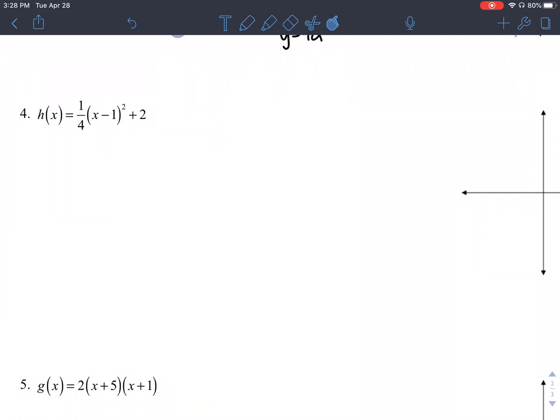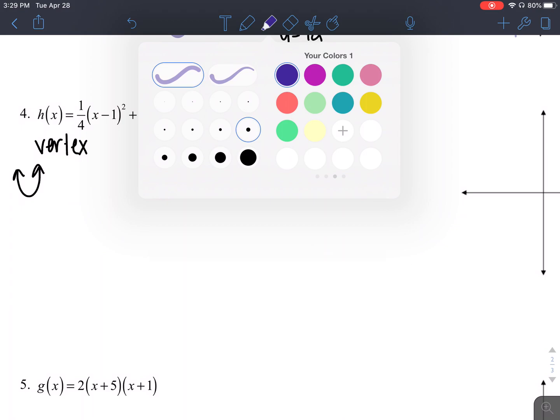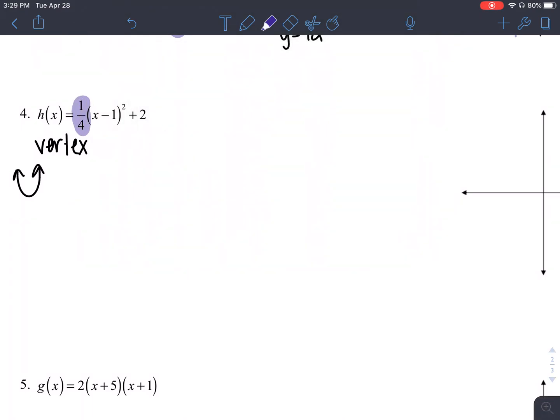Okay, here is example number 4. So the first thing we want to identify is the form, and in this case, it's vertex form. The reason I know that is because of those parentheses and then squared on the outside. And then I want to make a quick note to myself that this is going to be opening up. It is not reflected, and I can tell it's not reflected because that A value is positive.